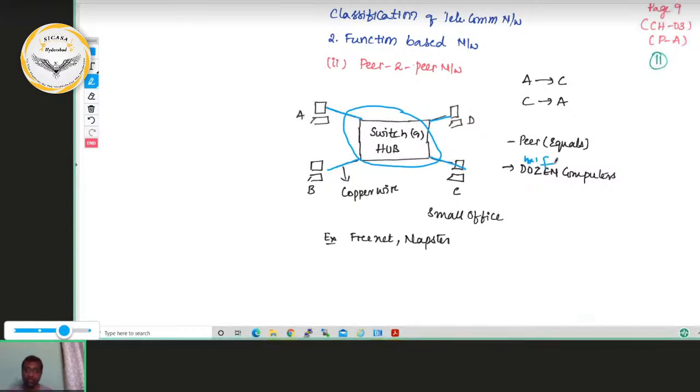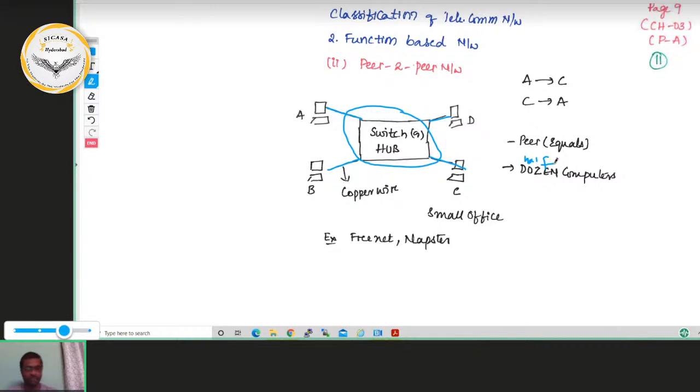So what do you mean by peer? Peer means equal. Now we studied the client-server network definition, where I told you a client-server network is nothing but a powerful computer connected to a less powerful computer. Here, there is no concept of powerful and less powerful. Every computer will be treated equally.